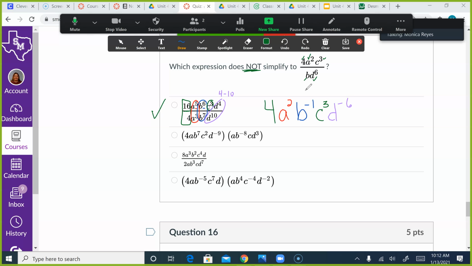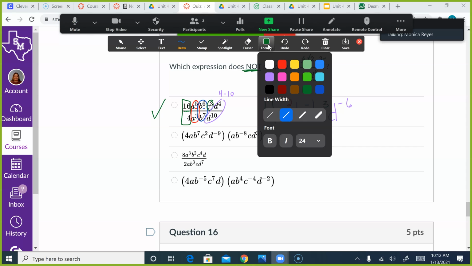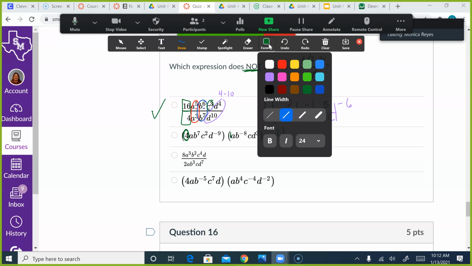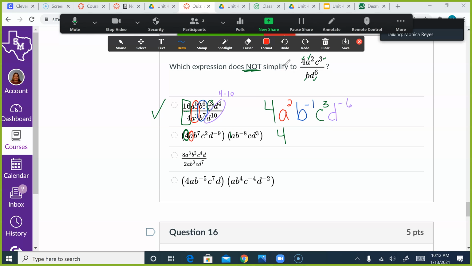All right, so now the second problem. Again, we're going to go through each one. So we're going to do 4 times 1, because there's nothing in front, so it's a 1. 4 times 1 is just 4. And then we combine our A's together. A and A makes 2 A's, A squared. And then combining my B's, since we're multiplying, we're adding the exponents. So we're going to add these. 7 plus negative 8 makes negative 1.